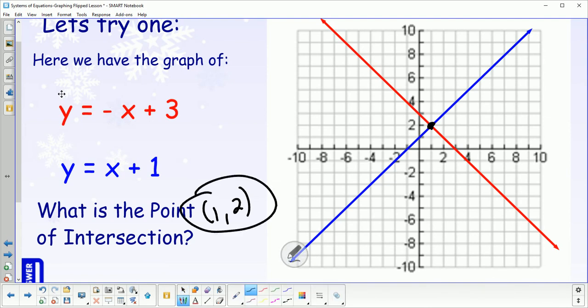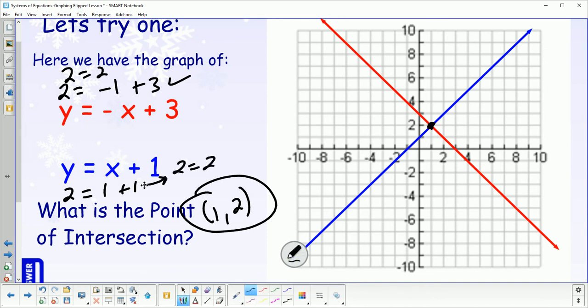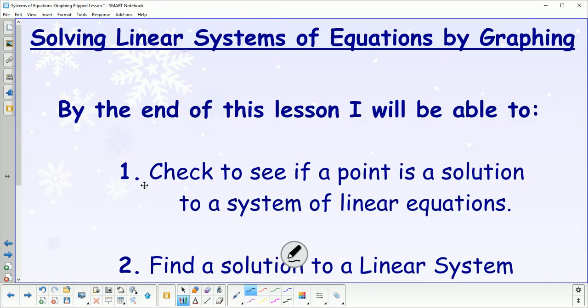And if we plugged it in, we'd have 2 equals negative 1 plus 3, which simplifies to 2 equals 2, so it works on that first one. And then if we plug it in the second one, we'd have 2 equals 1 plus 1 by plugging those in, which gives us 2 equals 2, and it works there. So it works on both equations, so we know that that is, in fact, a solution to that system.